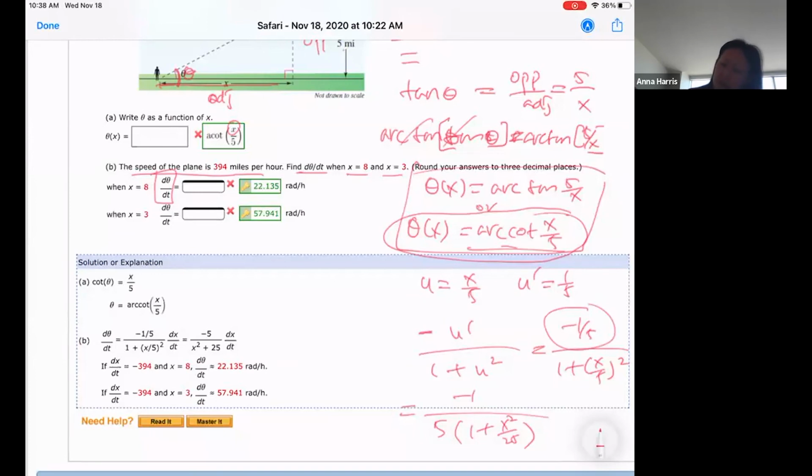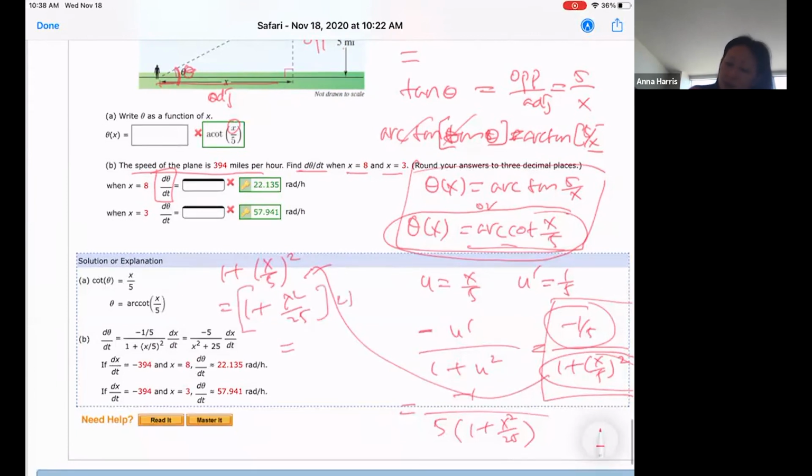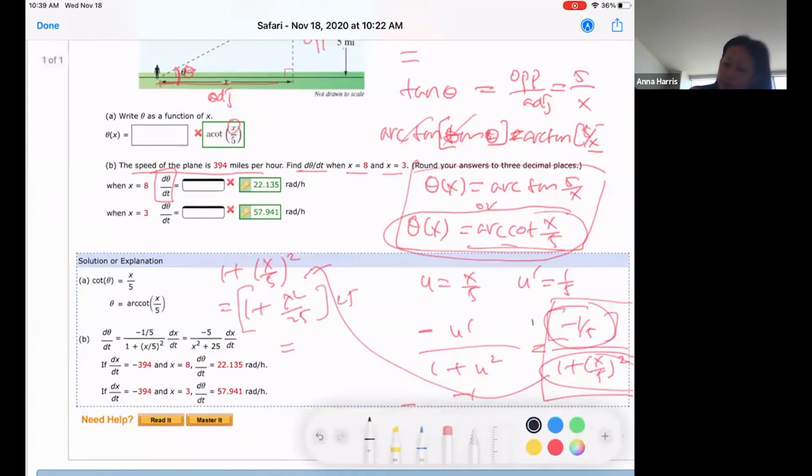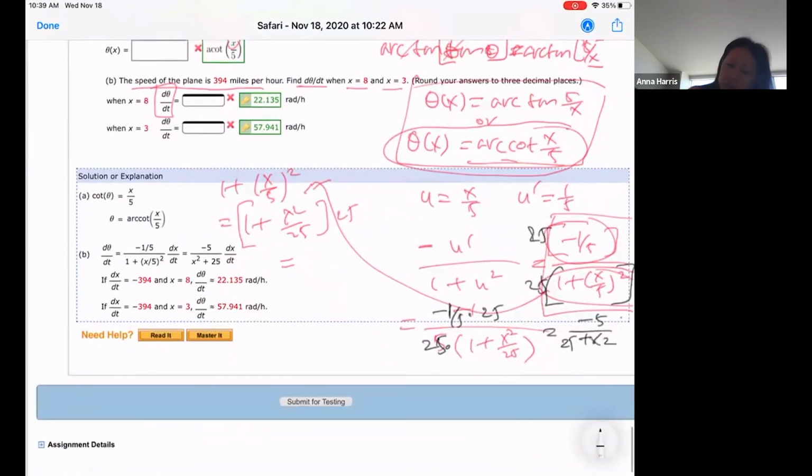Or I can rewrite it, but they like to put x squared as the 1. Look at the denominator: 1 plus x over 5 squared is equal to 1 plus x squared over 25. But they said they don't want a denominator in the denominator, so they multiplied everything by 25. 25 over 25 is still 1. When you do that, you get negative 5 over 25 plus x squared. So this is what you get.